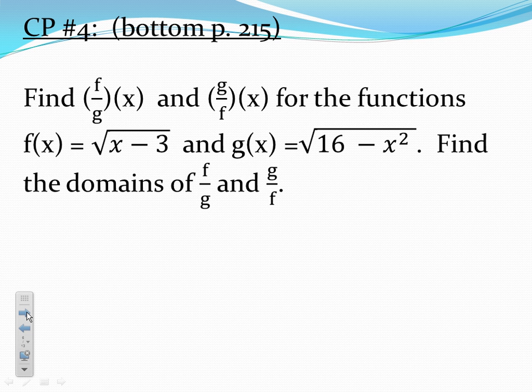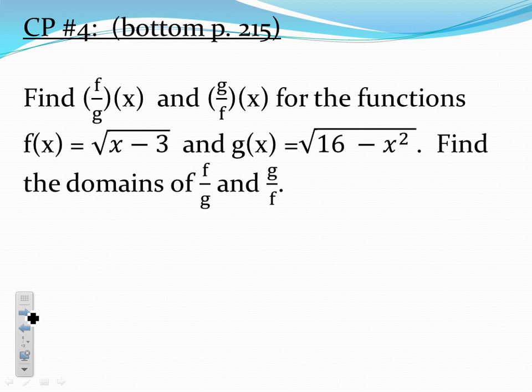Then a quotient one, f over g of x, and we're also going to compute g over f of x for the two functions. F of x is the square root of x minus 3, and g of x is the square root of 16 minus x squared. Then we are asked to find the domains of f over g and also g over f. All right, so kind of a lot with this one. Let's see how we do here.